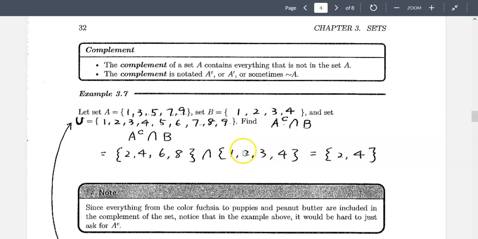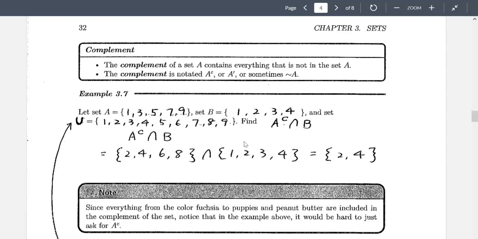All right, last but not least, complement. Now, what a complement is: if I have a set A, a complement of A will be what's not in A. What is not in A? Okay, so let's do an example to see how this works.